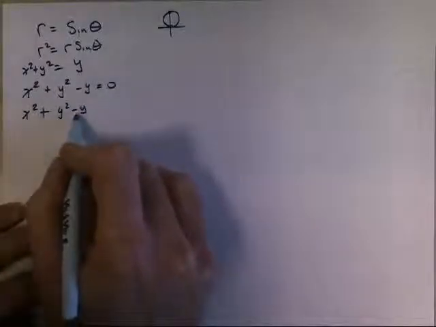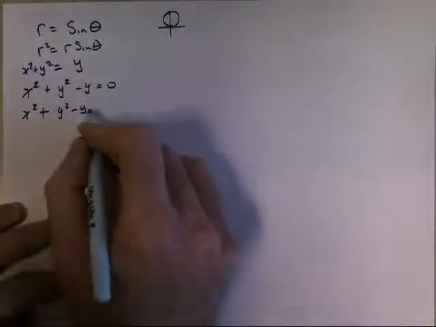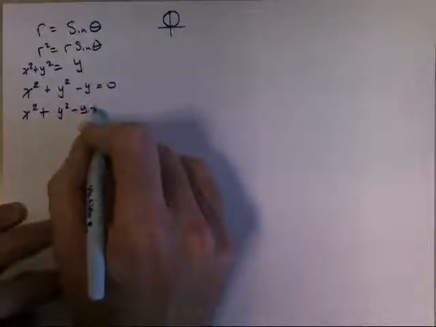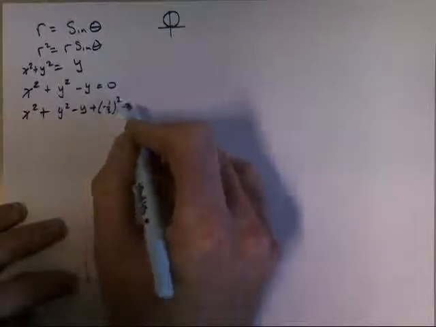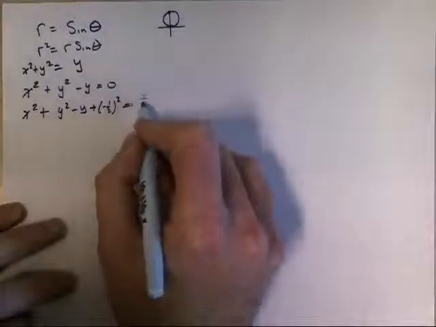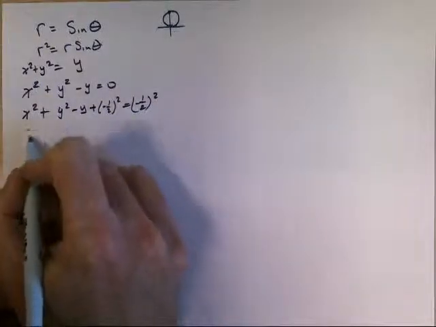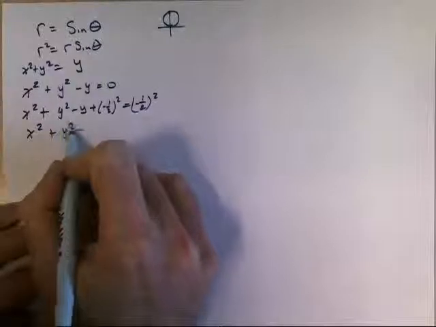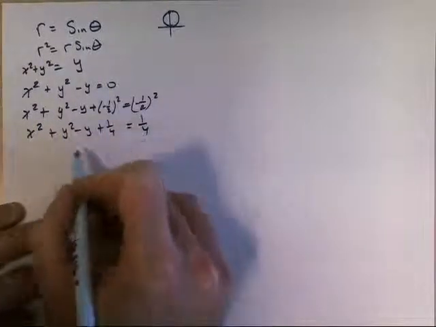So I'm looking at the minus 1 coefficient here, cut it in half to be minus a half, and I'm going to take that and square it. So I've got minus a half squared, and I'm going to add that to both sides. Well, the fact that it's minus a half really doesn't matter, because when I square it, it's going to be plus. So I've got x squared plus y squared minus y plus a fourth. So I added a fourth onto both sides.